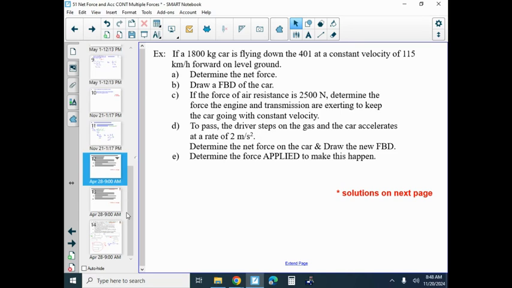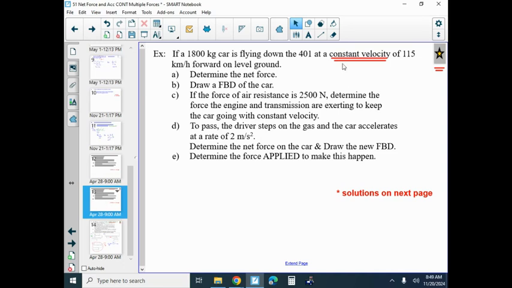So we have this 1,800 kilogram car flying down the road at a constant velocity of 115 kilometers per hour, and so on. I'm walking you through this a bit here, saying determine the net force, draw the free body diagram, all these things, right? But you could just jump right to what's the force needed to keep it going, or so on.